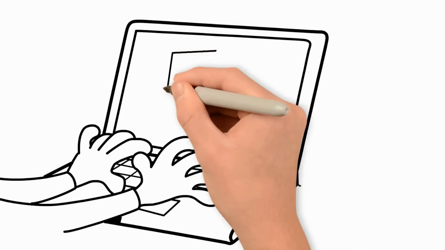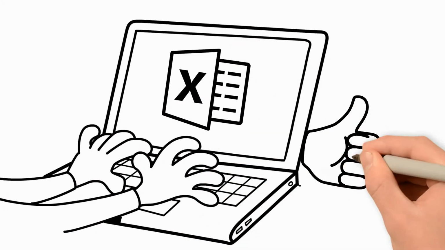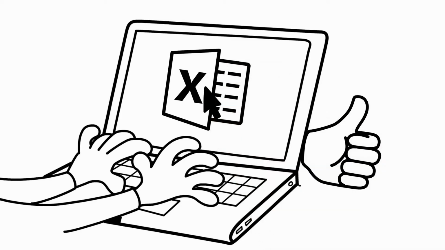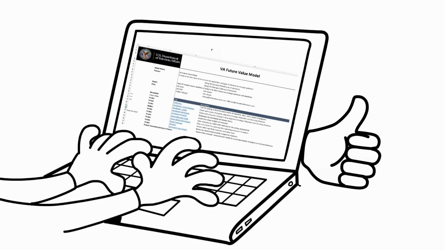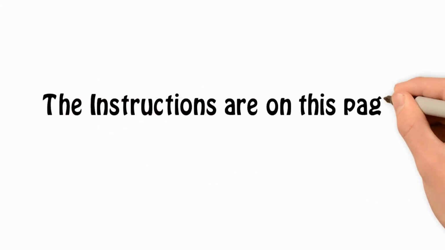We built the prototype in Excel to facilitate ease of use. When you open the file, you see the opening screen shown below. The opening screen is the main landing worksheet in the model. From here you can navigate to all parts of the model. The instructions are on this page.